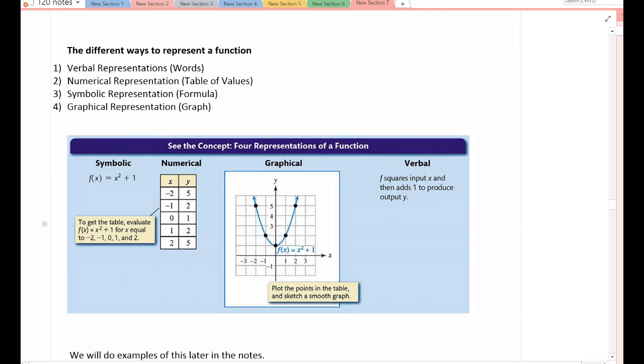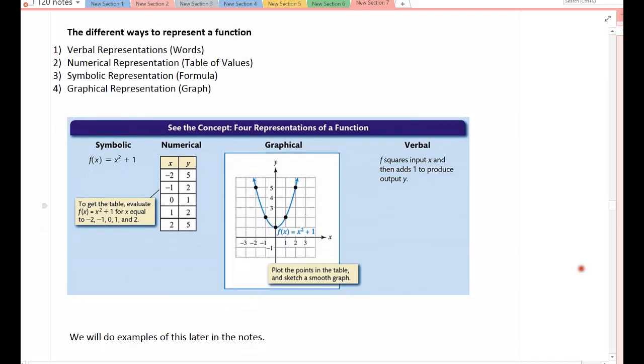Alright, so we're still working through 1.3. So today we're going to look at graphs of functions and talk a little bit about that and find the domains and ranges of graphs of functions. Alright, first, there are three ways to represent a function.